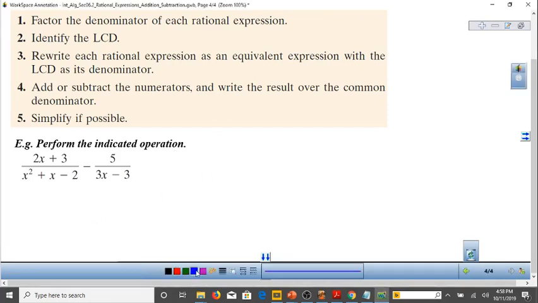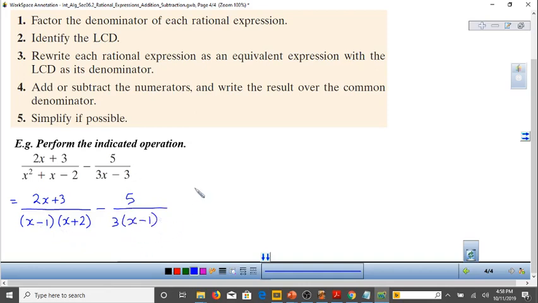First, I'm going to rewrite the expression in factored form. 2x plus 3 over x minus 1 times x plus 2. That's how this one factors here, and I encourage you to check that. And this is 3 times x minus 1.